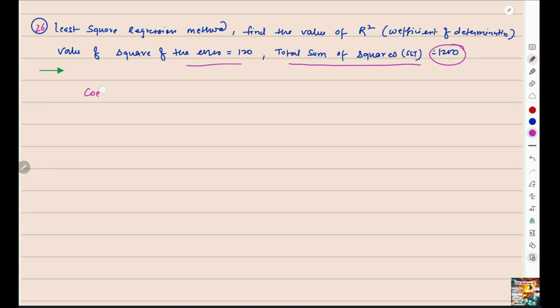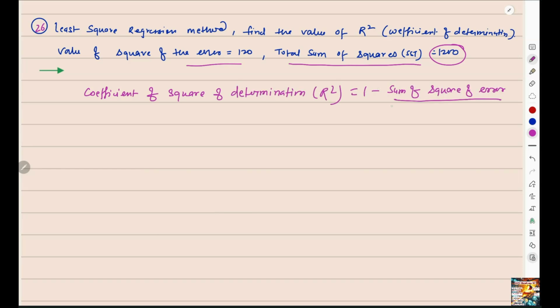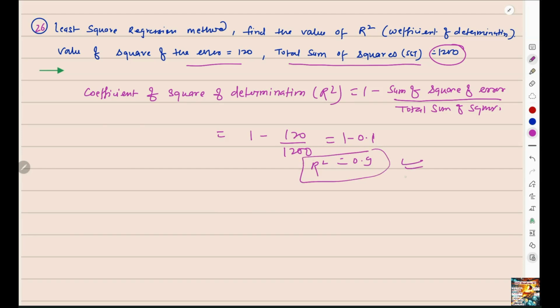So we will write coefficient of determination equals 1 minus sum of square of error divided by total sum of squares. On substituting the values we will get 1 minus 120 by 1200, that is 1 minus 0.1, that is 0.9. So R square value is 0.9. This is the correct answer for this question. Moving to the next question.